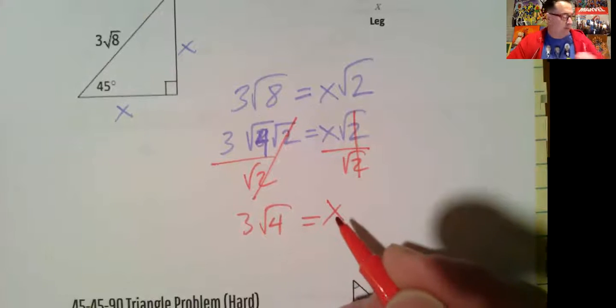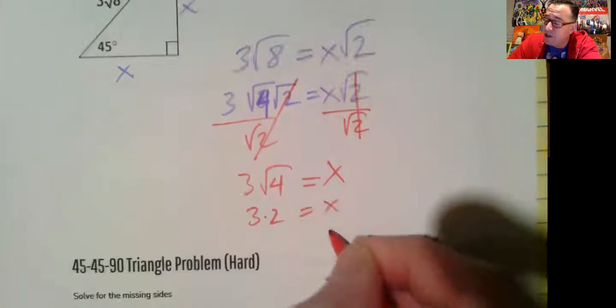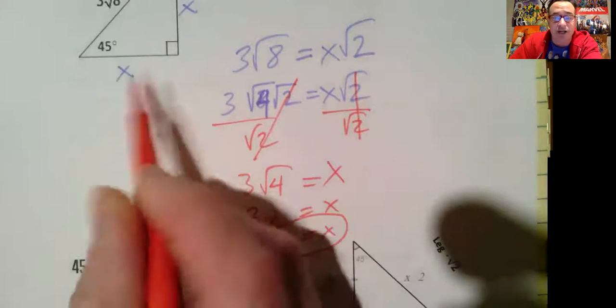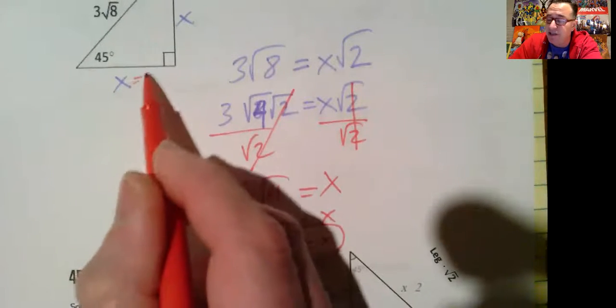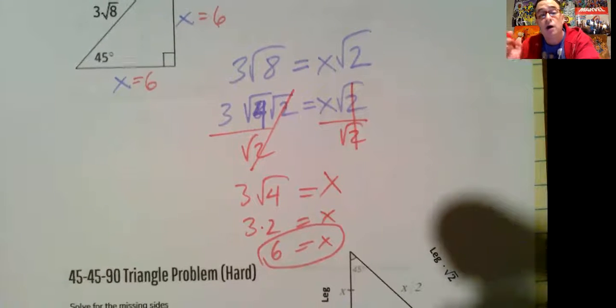So I'm going to simplify this. This will be 3 times 2, which is x, or x is equal to 6. So that tells me that if I look back up at the top here, each of these is equal to 6.